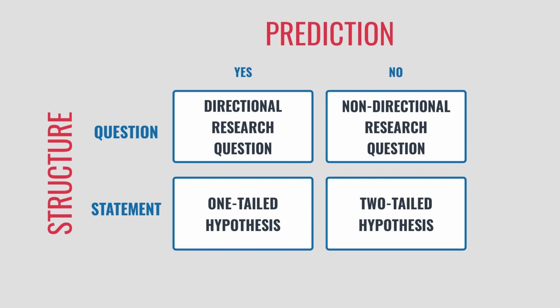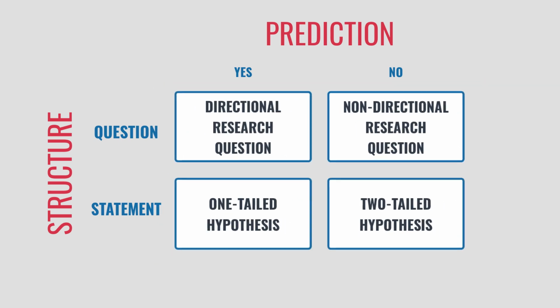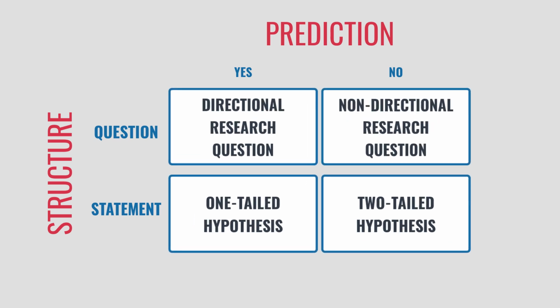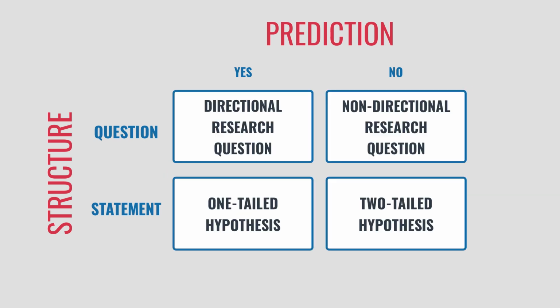Very simply, a research question is phrased as a question. A hypothesis is phrased as a statement. The second dimension is whether you're making a prediction or not. Now that we know the 4 available choices that are broken down in terms of structure and prediction, let's examine these options. 2 types of research questions and 2 types of hypotheses.